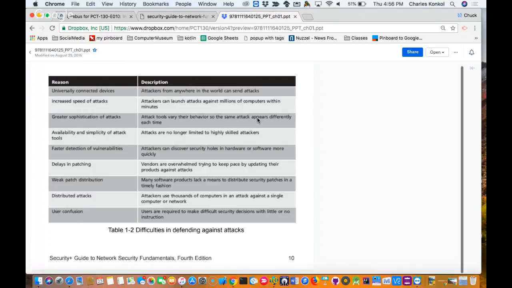Faster detection of vulnerabilities. Attackers can discover security holes in hardware and software more quickly. Delays in patches. Vendors are overwhelmed trying to keep pace by updating their products against attacks. Sometimes they update it to the point where it doesn't work.